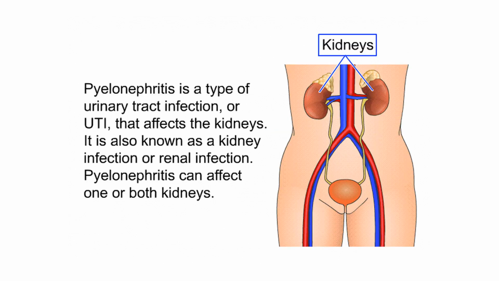Summary. Pyelonephritis is a type of urinary tract infection, or UTI, that affects the kidneys. It is also known as a kidney infection or renal infection. Pyelonephritis can affect one or both kidneys.